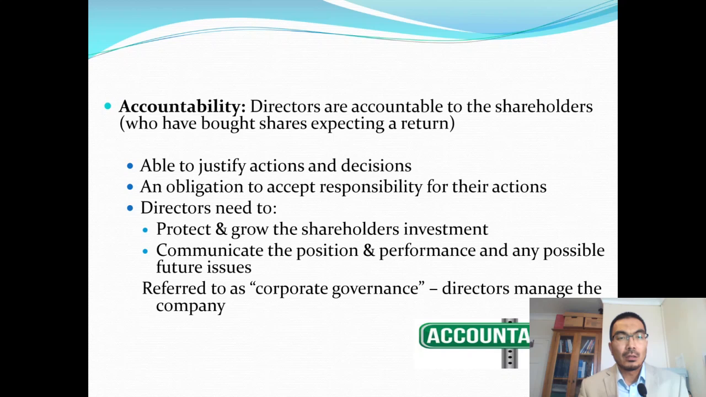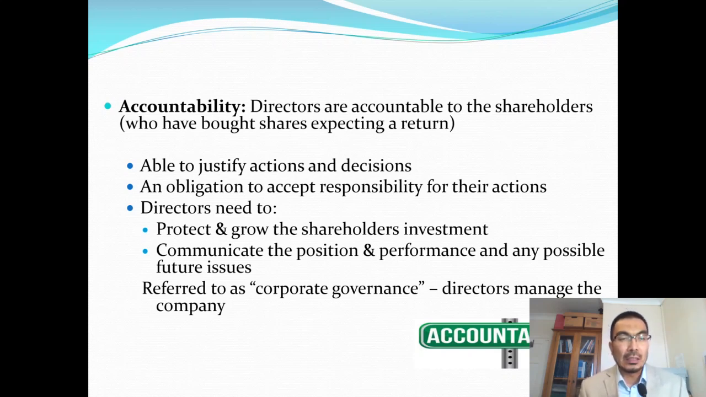Okay, so here we are talking about being accountable: being able to justify actions and decisions, and having an obligation to accept responsibility for their actions. Also directors need to protect and grow the shareholders' investment, as I mentioned. Shareholders invested huge money and they expect two things from their investments: capital growth, capital gains, and dividends. So they communicate the position and performance and any possible future issues.